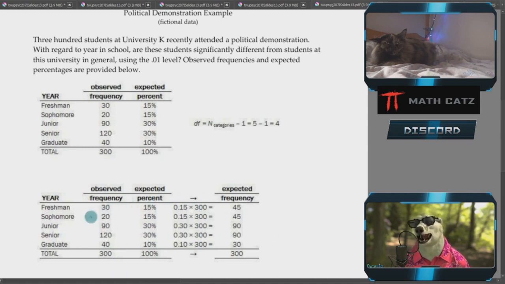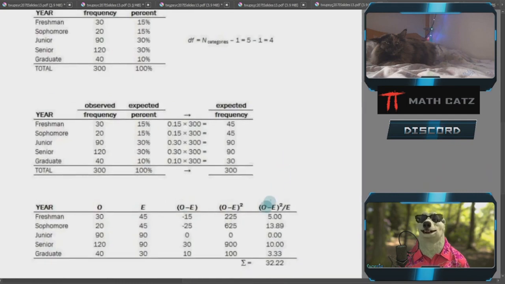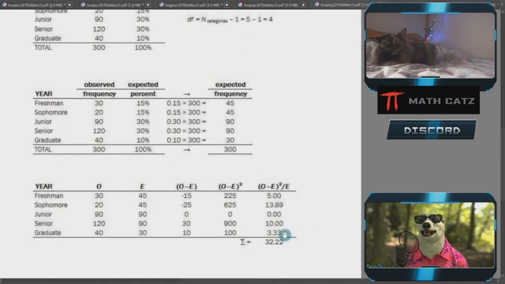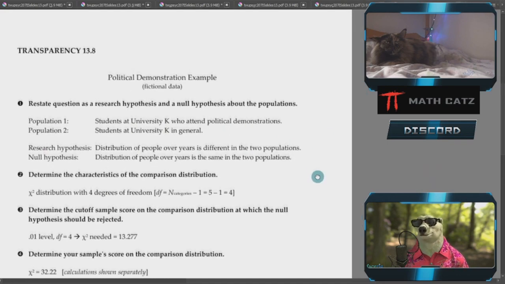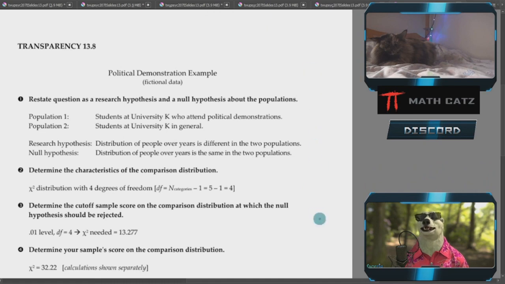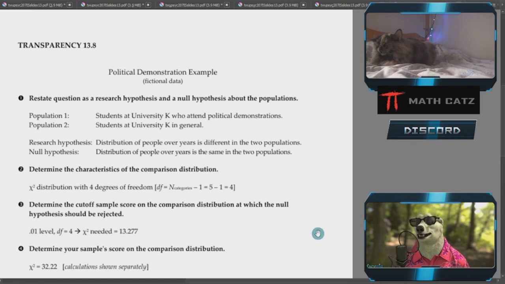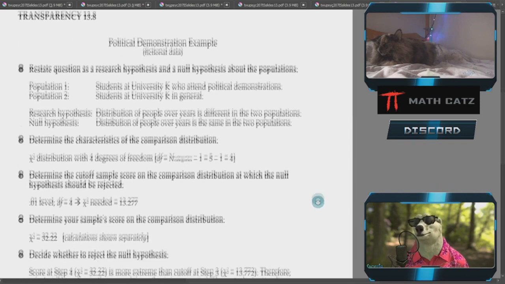So we take the difference observed minus expected for each one, square that, and in each case divide by the expected to get a total 32.22. That is our chi-squared statistic here. Let's write that down. Chi-squared statistic. And we compared it to the 13.227. Clearly our observed chi-squared statistic is much more.